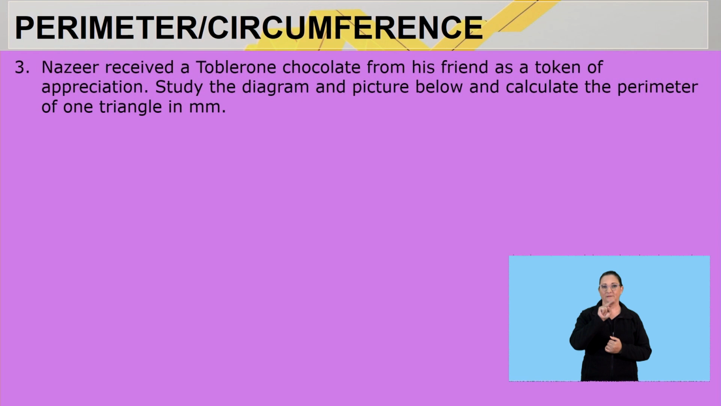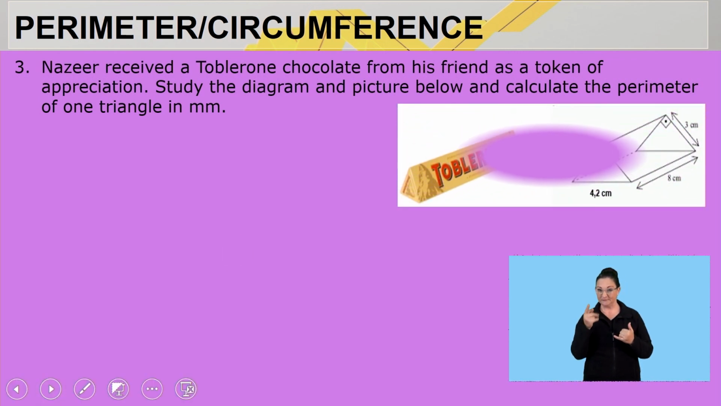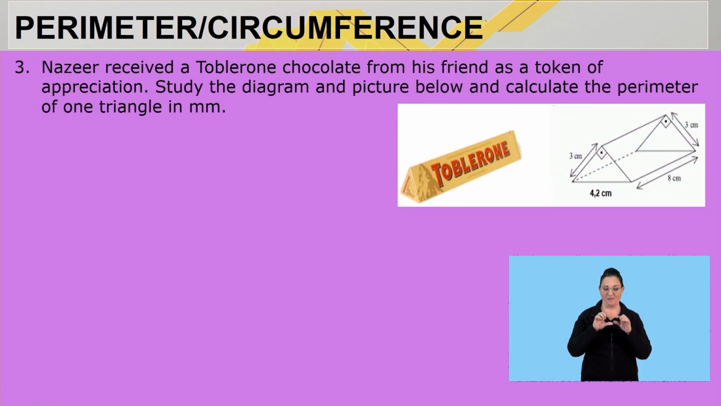So question number 3 is saying that Nazir received a Toblerone chocolate from his friend as a token of appreciation. Study the diagram and the picture below, and calculate the perimeter of one triangle. Looking at it, there's the picture of the chocolates that he received, and the dimension of the chocolate box is given there as well.